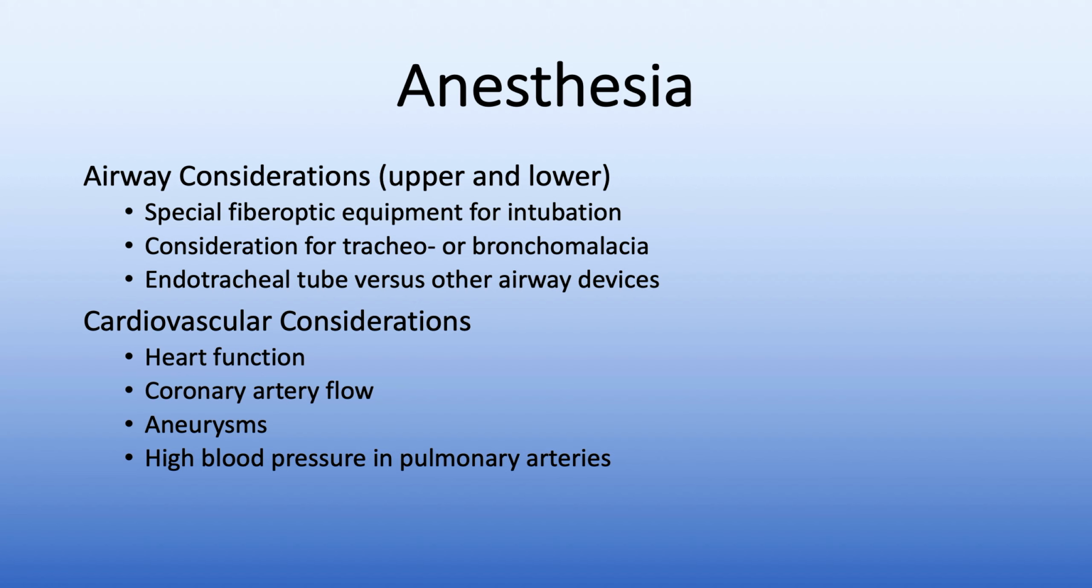With the heart, we need to know what the function is like, what their normal baseline function is like when they're running around at home. If there's any restriction to coronary artery flow, that's important because the coronary arteries can be involved as well. And if they've got some impairment of flow to the heart, they may have angina at baseline. We look for aneurysms, things that may burst if the pressure is too high. Perhaps we'd ask for better blood pressure control before they come to anesthesia. And we're also interested in that high blood pressure to the pulmonary arteries, or pulmonary hypertension.